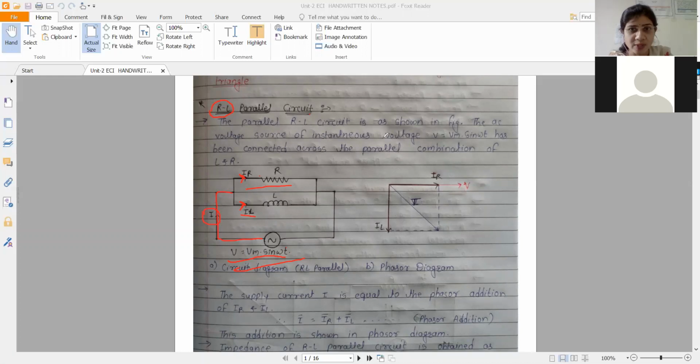Voltage source of instantaneous voltage is Vm into sine of omega t. As I mentioned, total voltage will be given by the standard equation, V is equal to Vm into sine of omega t, and has been connected across the parallel combination of L and R. इंडक्टर आणि रेजिस्टर यांच्या पॅरलल कॉम्बिनेशन मध्ये तो व्होल्टेज अक्रॉस दिलेला असतो. व्होल्टेज जे काही टोटल व्होल्टेज आहे ते अप्लाय केलेलं असतं. So in this way we will draw the circuit diagram.